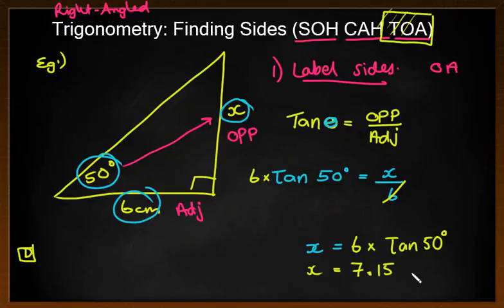7.15 centimeters, and that is to 2 decimal places. There will be some times we get exact numbers or whole numbers, but most of the time, guys, you will have to round. Okay, so where do your marks come from? This is a 2-mark question. The first mark comes from that first line of working. The second mark will come from your answer. Okay, that's the first example.